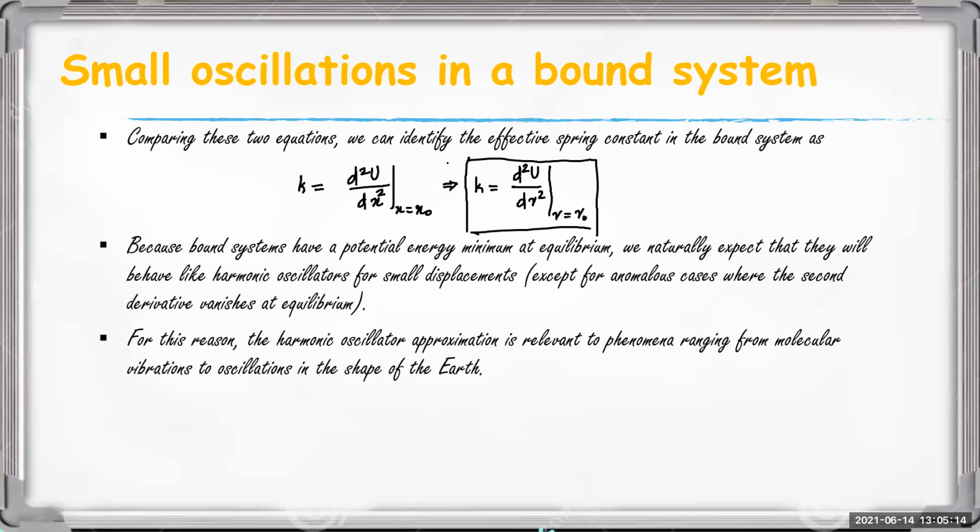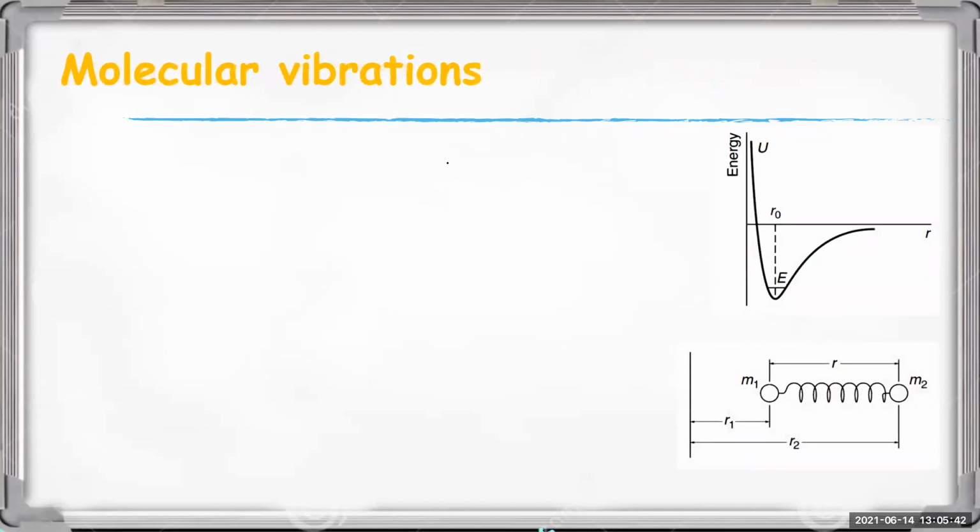So for this reason, the harmonic oscillator approximation is relevant to phenomena ranging from molecular vibration to the oscillation of large bodies. Now we discuss the case of molecular vibration as an extension of small oscillation in a bound system.